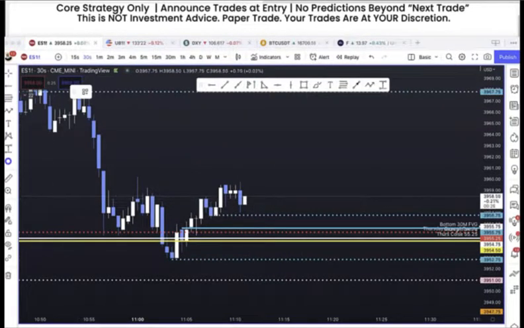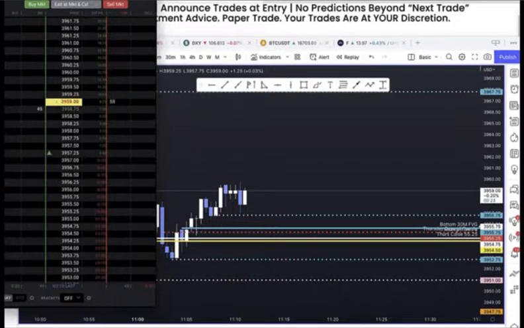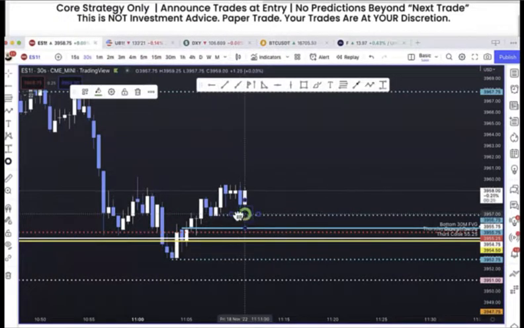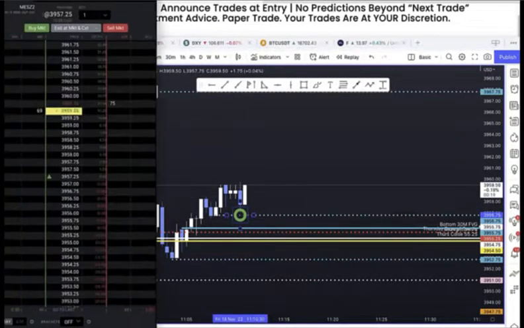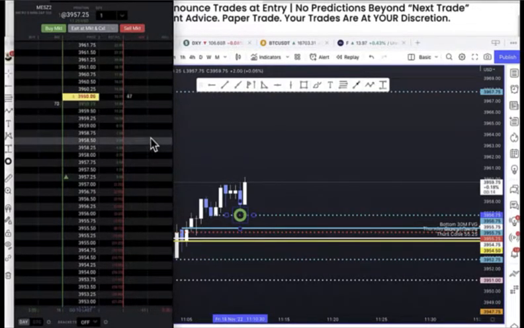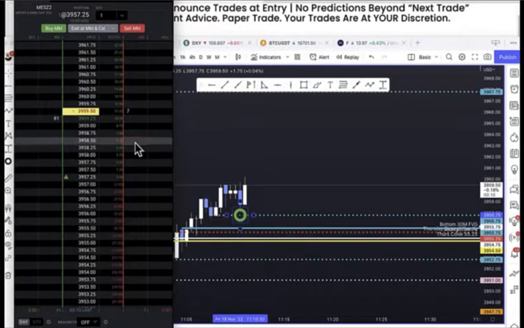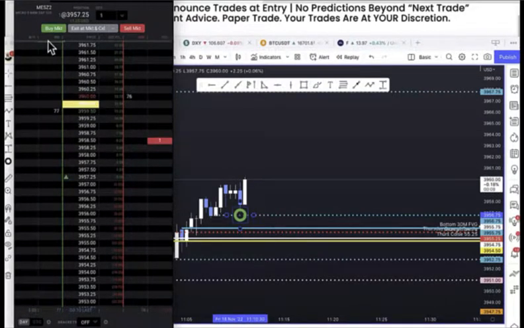I didn't want to influence anyone, but I am long off the break. Hold on, let me mark this, and I'll come back and manage my trade. So I went long off that break, thinking that that would be the most likely area they would defend it the most. I'm going to lock in a point plus commission.